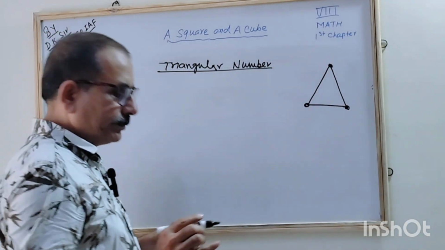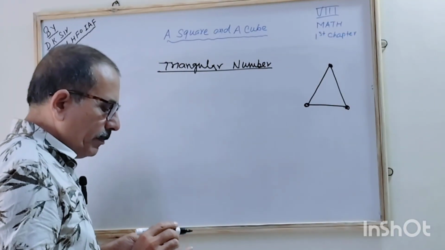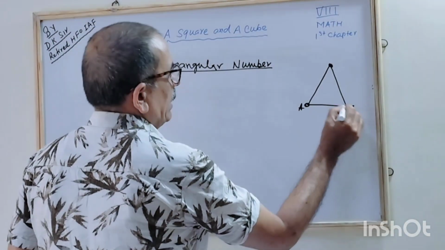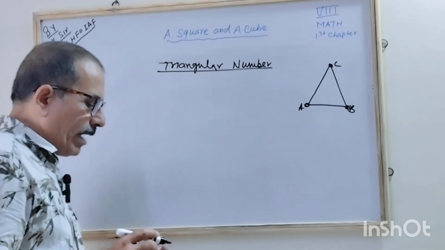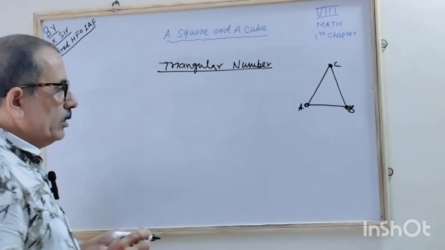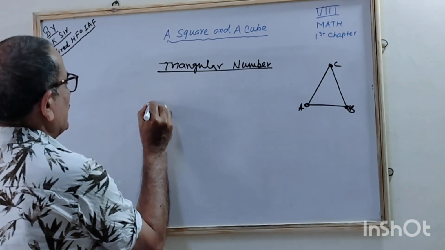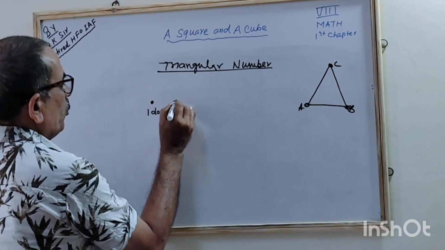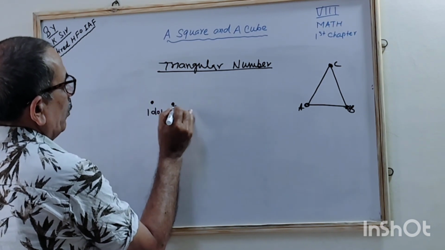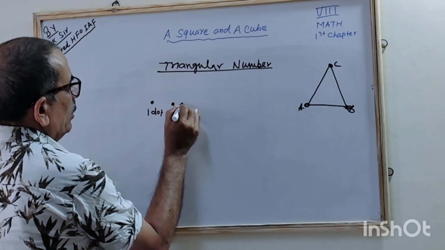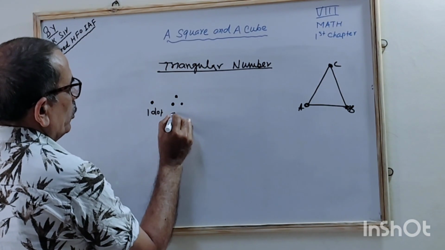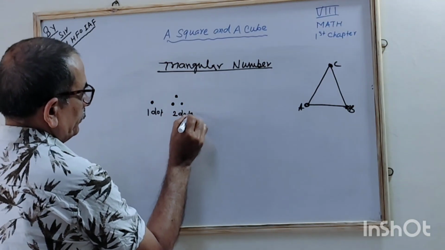The triangle. So how do we find the triangular number? Suppose A, B and C are there. You have to find the triangular number. With one dot, you can say it's one dot, correct? But you have to make another triangle. Then with the one dot you have to take two more dots, correct? So it becomes a triangle, correct? So you are using two dots.